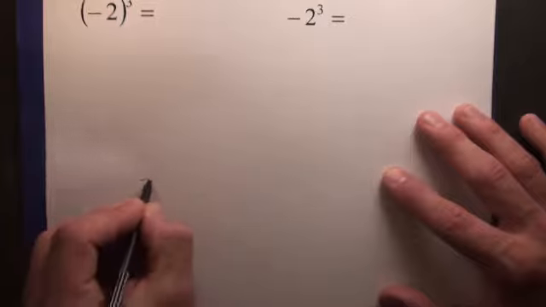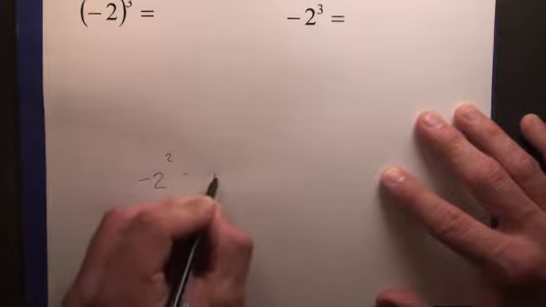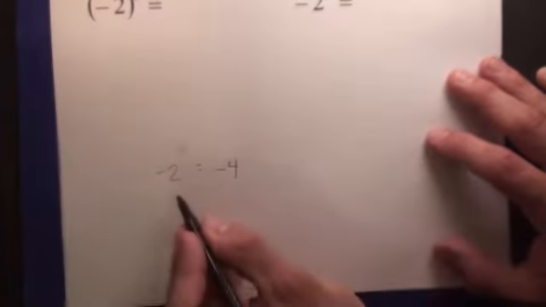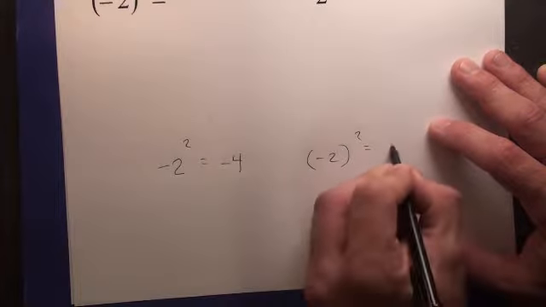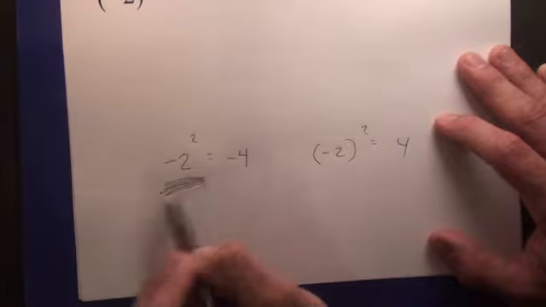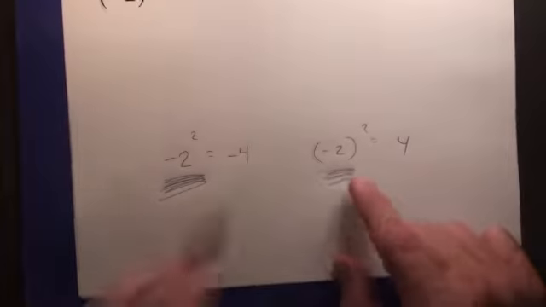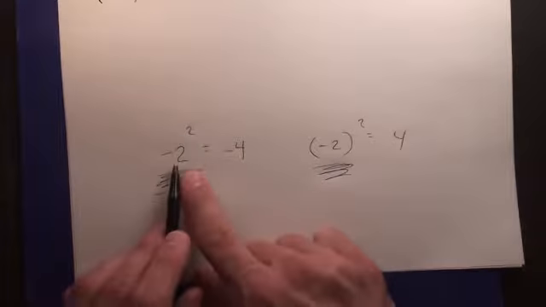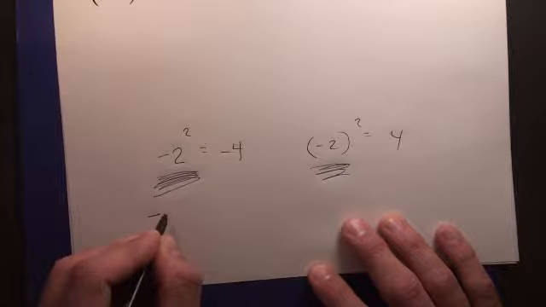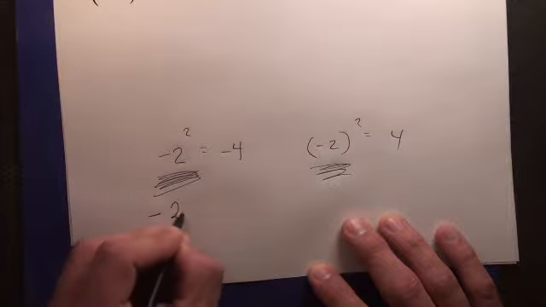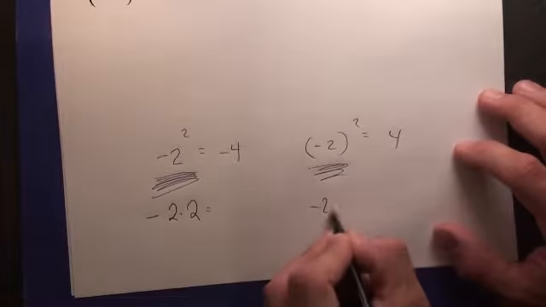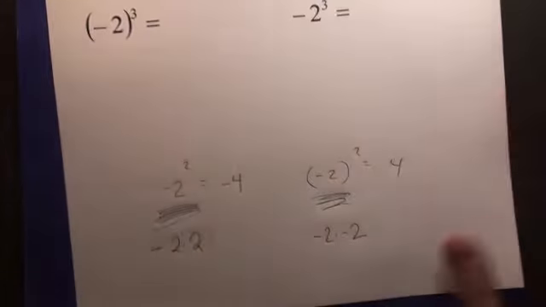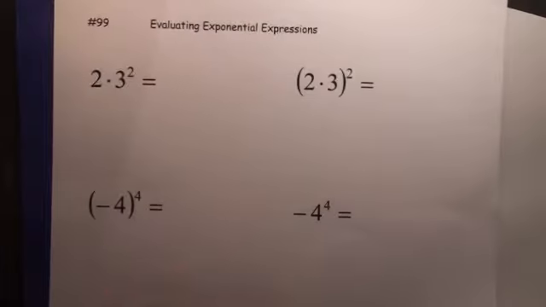Have you ever wondered why negative 2 squared is negative 4 in the calculator, when we all know it's supposed to be positive 4? It's because this is what the calculator is doing, not this. You need to type in the parentheses in order to get the positive, because this here is a negative. If you expand it out, it's negative times 2 times 2. This is 2 negative 2s, and we're going to see why that's the case right here.